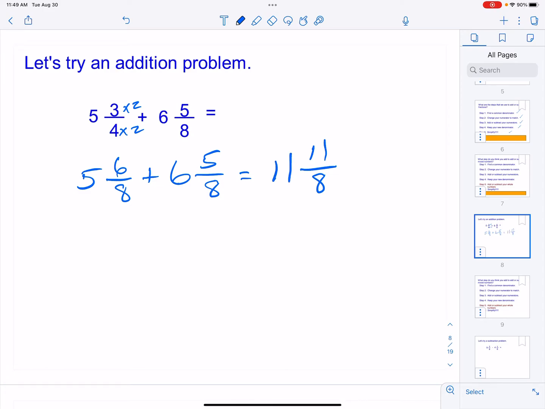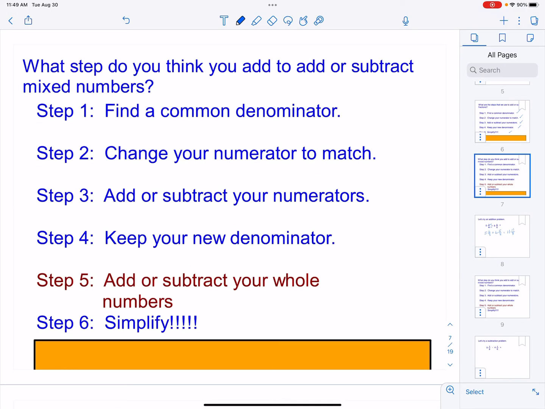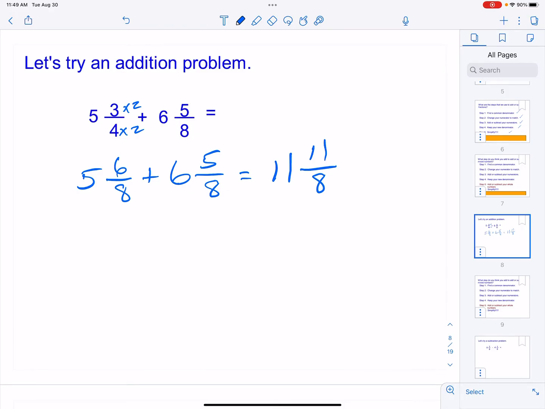Now, if you can get that far, you get at least half the points on the problem, because that tells me you know how to add or subtract mixed numbers. Now we've got to do that last step, simplify. So please make sure you do that. So now to simplify an improper fraction, we have to use division. We have to ask how many times does 8 go into 11? And we know it goes one time.